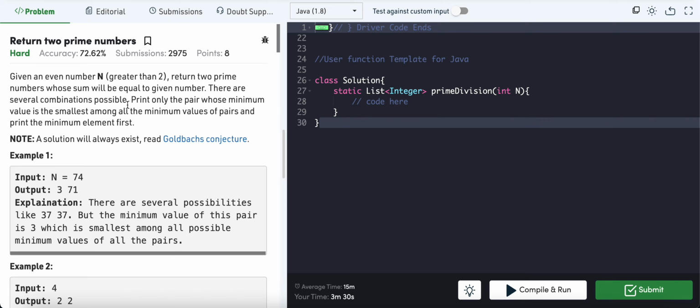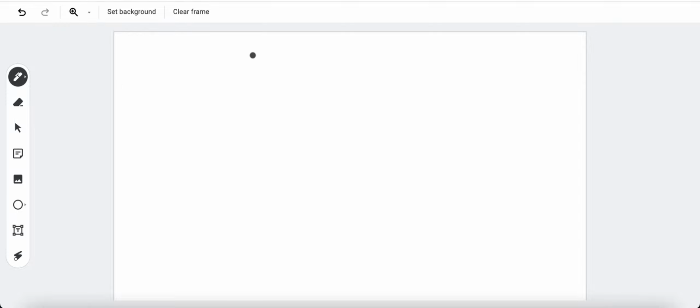So there will be many pairs available, and we need to select the pair which has the very smallest number, and n minus that smallest number will be the other one. So in this case, let's take 74. What are the possible prime numbers which are less than or equal to 74?